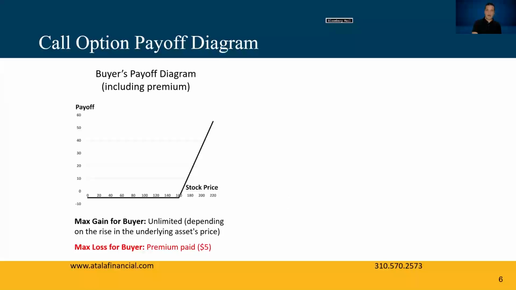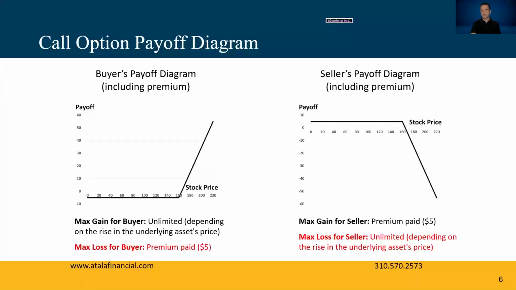On the other side of that contract, we show the seller's payoff diagram, which is the exact inverse of the buyer's payoff diagram. The maximum gain for the seller is the premium paid, the $5 per share. The maximum loss for the seller, however, is unlimited because it depends on that same underlying asset price, which can go on forever.